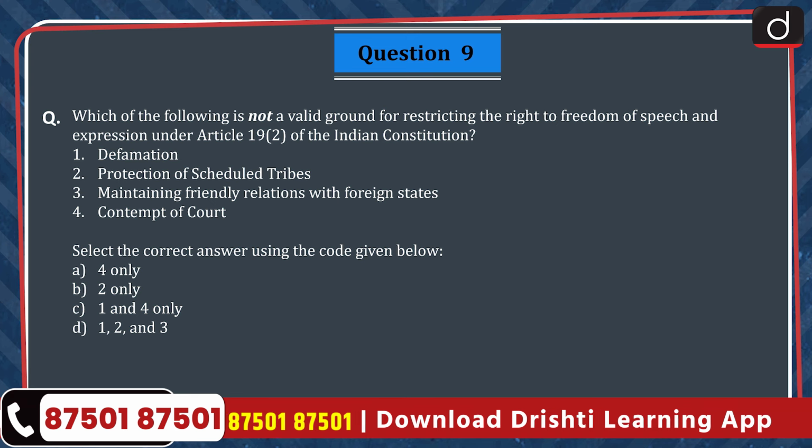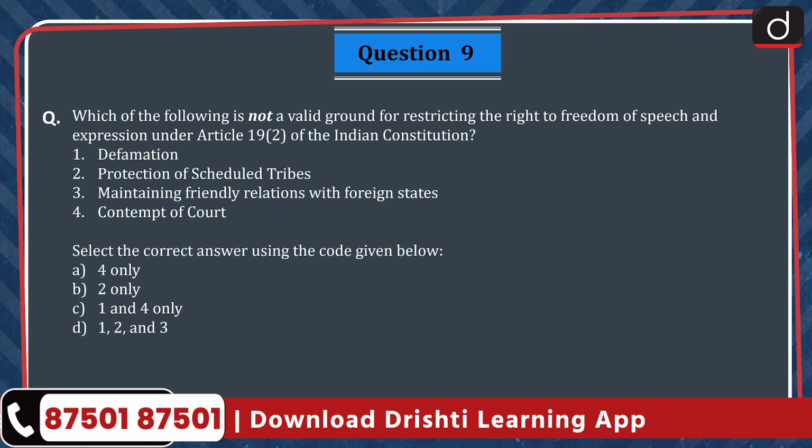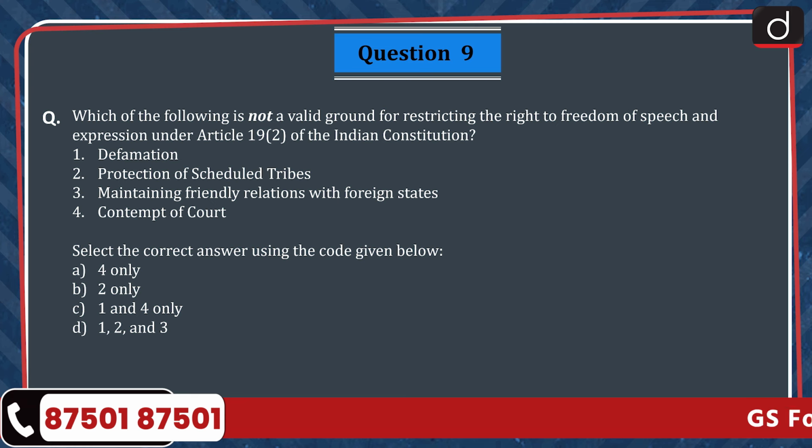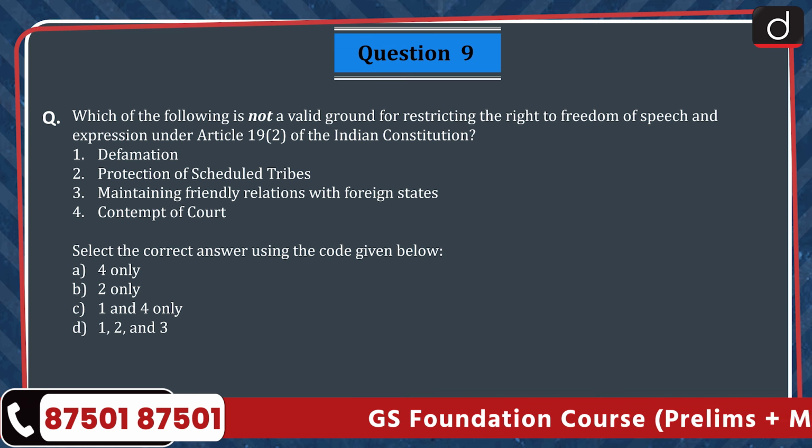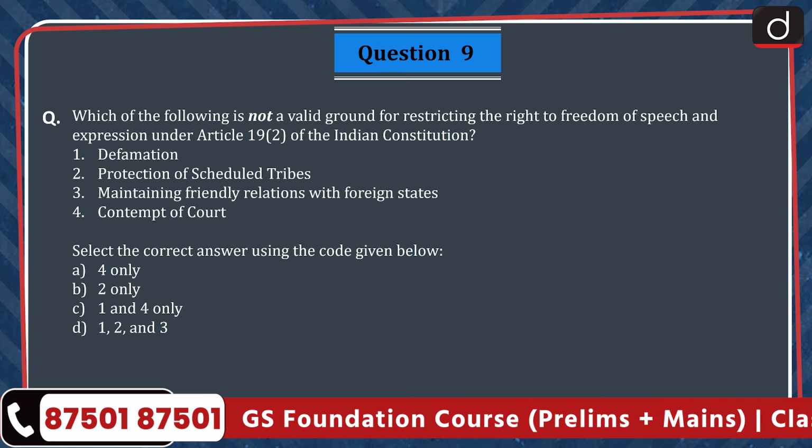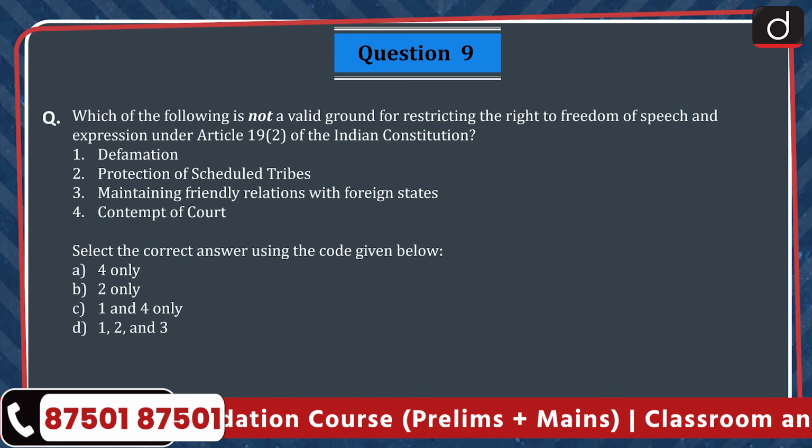Question 9. Which of the following is not a valid ground for restricting the right to freedom of speech and expression under Article 19, Clause 2 of the Indian Constitution? 1. Defamation. 2. Protection of scheduled tribes. 3. Maintaining friendly relations with foreign states. 4. Contempt of court. Select the correct answer using the code given below.